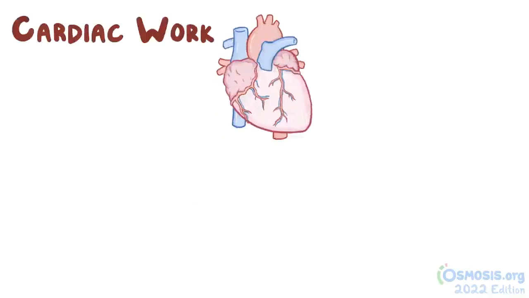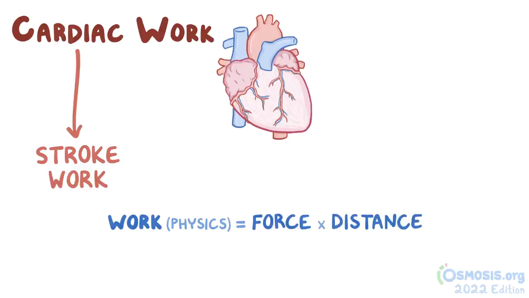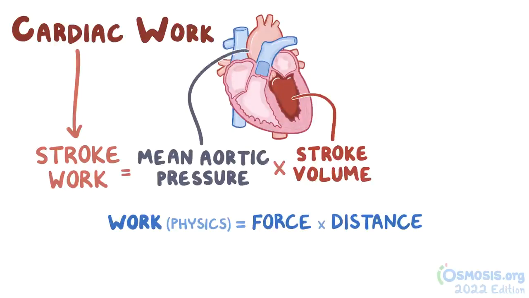Cardiac work, also known as stroke work, is similar to the concept of work in physics. In physics, work is defined as force times distance. Stroke work can be thought of as work performed by the left ventricle to eject a volume of blood, defined as stroke volume multiplied by mean aortic pressure. And here, stroke volume corresponds to distance, whereas mean aortic pressure corresponds to force.